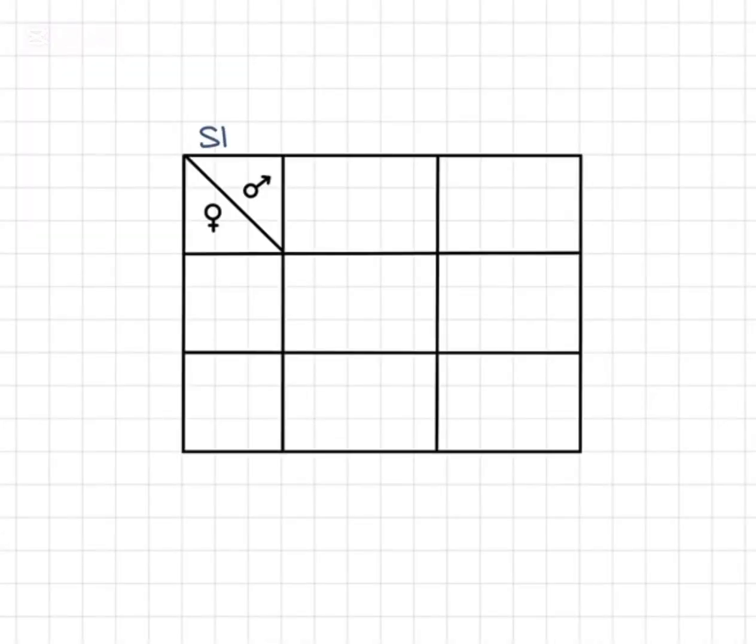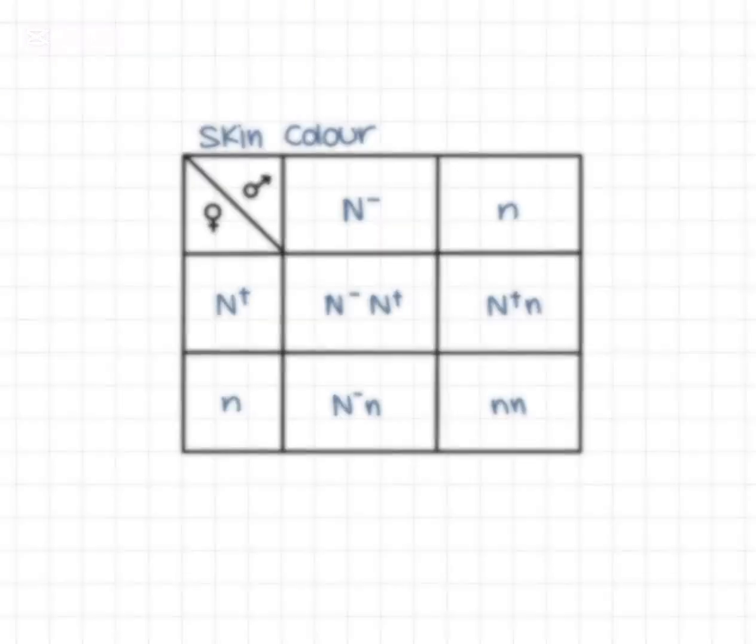This is the Punnett square for skin color. Again, we know that the father's genotype is N- and little n, and the mother's genotype is N+ and little n. Therefore, the completed cross gives us a 1-to-1-to-1-to-1 ratio of possible genotypic combinations, those being N- N+, N+ little n, N- little n, and little n.